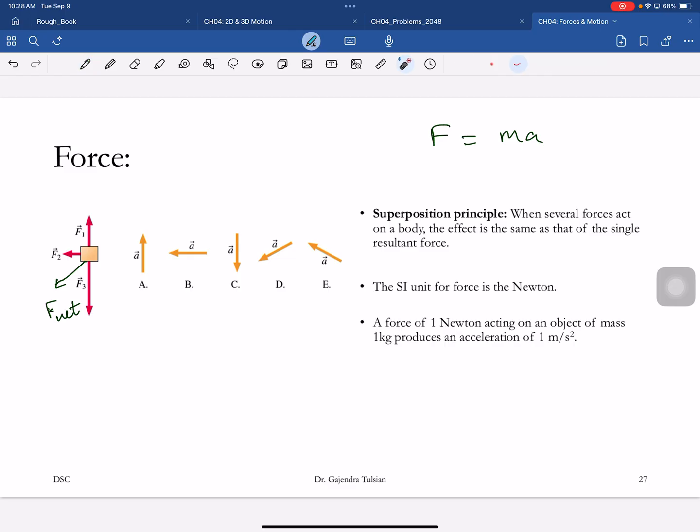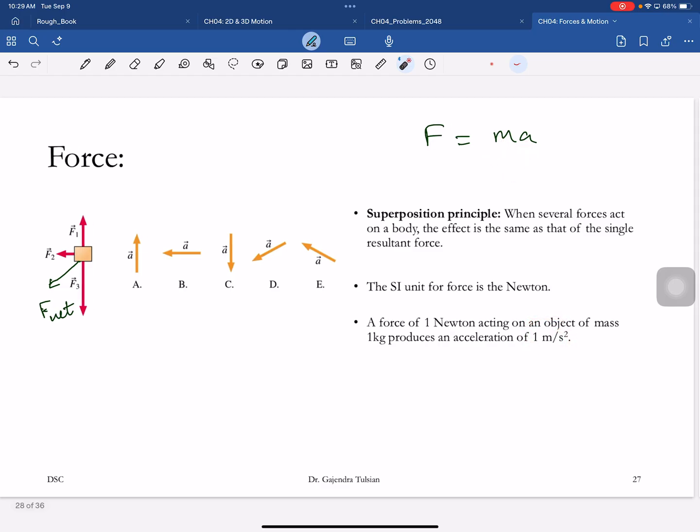Okay, when you apply forces, the unit for forces are newtons. In physics, we name the units after the scientists who work in that area. So the units of forces are newtons. Mass is in kilograms, and acceleration is in meters per second squared. So when you apply a force of 1 newton on 1 kg, the acceleration is 1 meter per second squared. That's what that's saying.